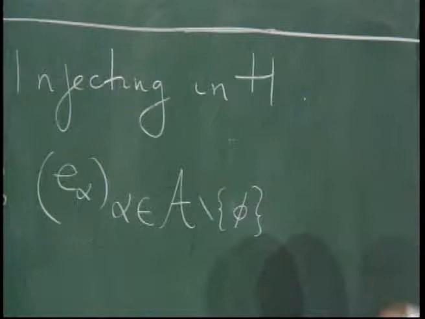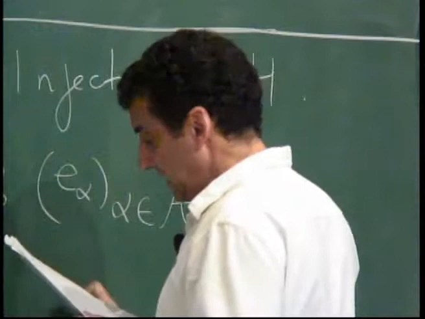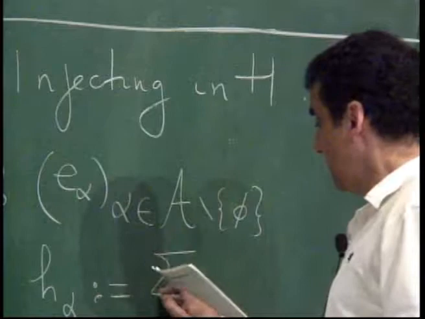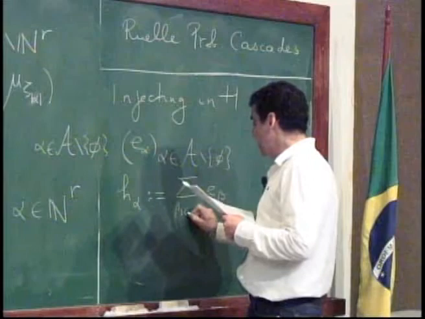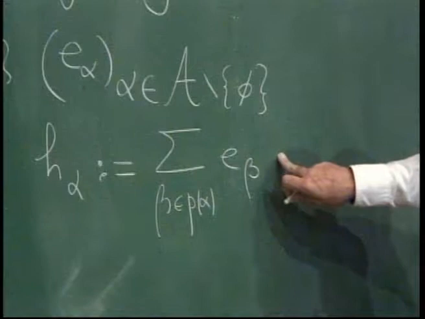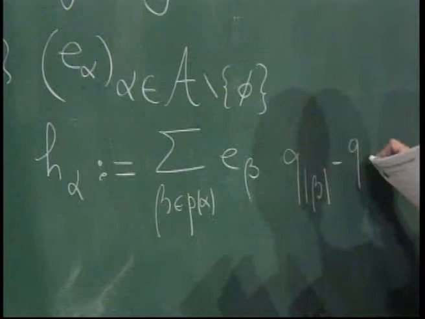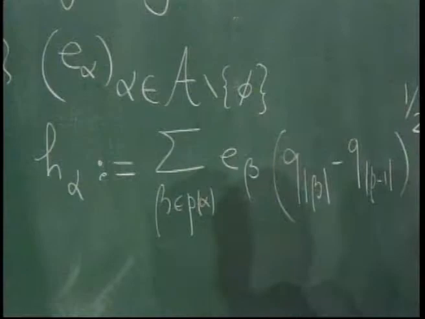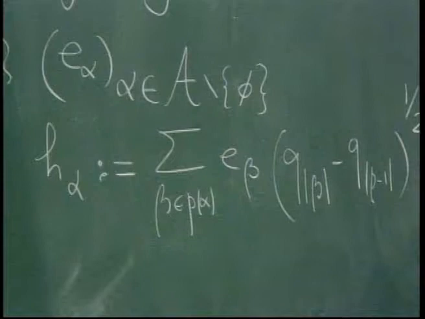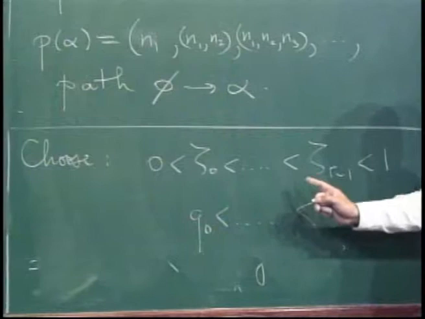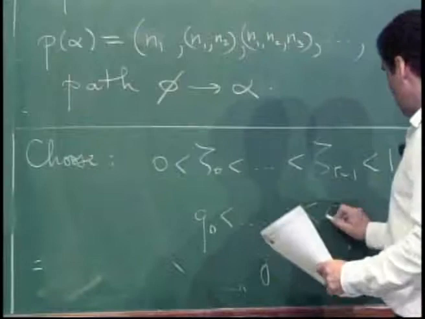Then what I do is I define the H alpha, that's the important thing, to be the sum over the E beta, these vectors, when beta is along the path of alpha, multiplied by something. And the something will be Q beta minus Q beta minus 1 to the power 1 half. And I haven't introduced what the Qs are. Of course, I need this to define a functional parameter, because I didn't know what the place was. So I need Q0 to QR.